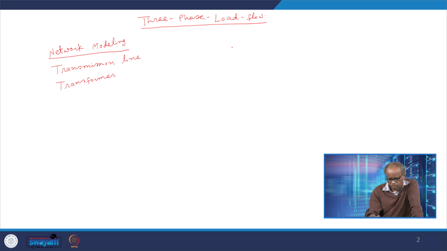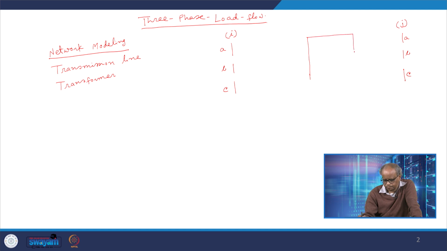So a transmission line, if it is connected between bus I and J, so this is bus I, with phase A, phase B, phase C, and this is bus J, with phase A, phase B, phase C. This transmission line, as we have seen, can be modeled as a series 3 cross 3 matrix, essentially the series part.